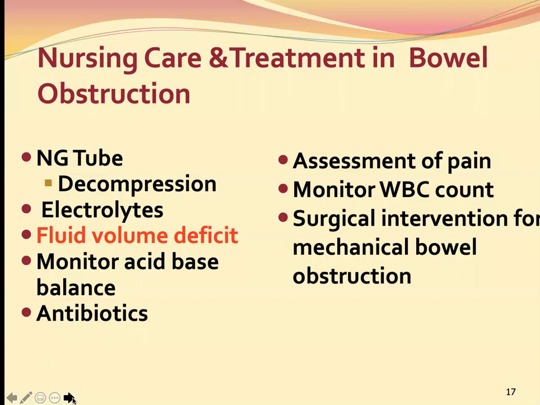Monitor electrolytes. See this part? It's highlighted in red. Keep note of that. Monitor acid-base balance, antibiotics, assessment of pain, monitor white count. We need to do this because if, say, for example, there's a rupture and patients get an infection, the white count might be able to give us an idea. And anticipate surgical intervention for mechanical bowel obstruction.